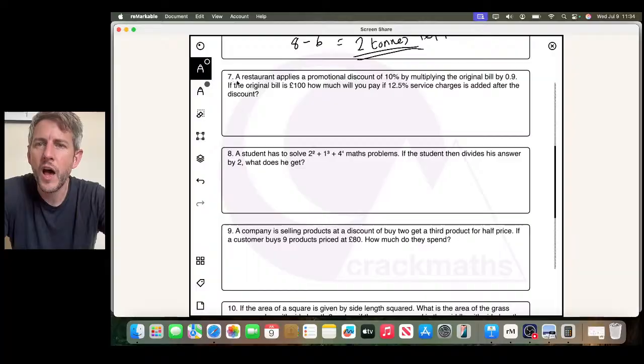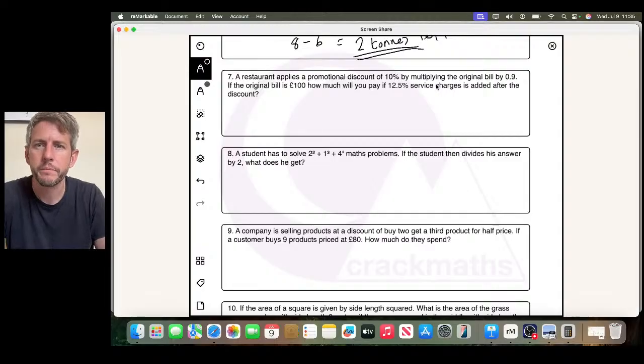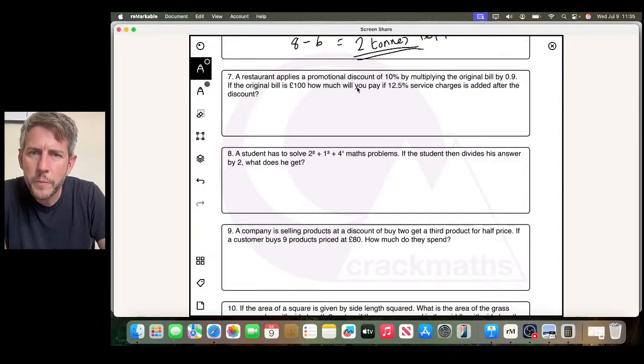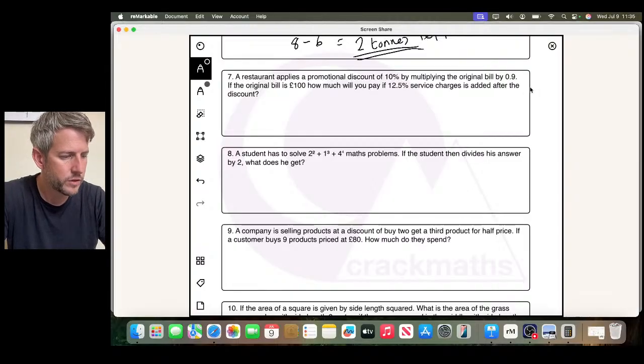Right. Question 7. It says here, a restaurant applies a promotional discount of 10% by multiplying the original bill by 0.9. If the original bill is £100, how much will you pay if 12.5% of service charges is added after the discount?